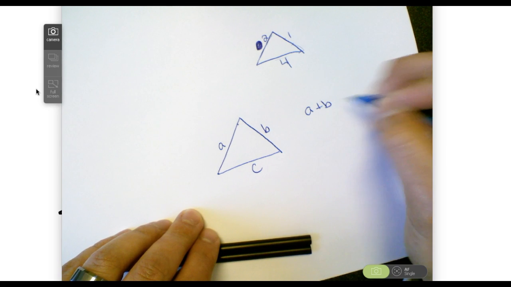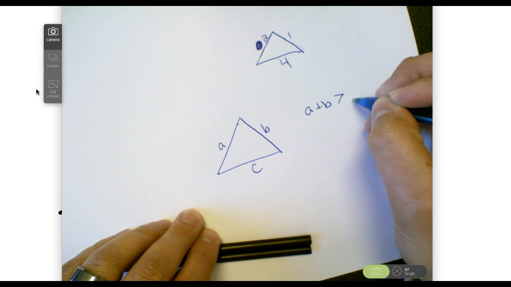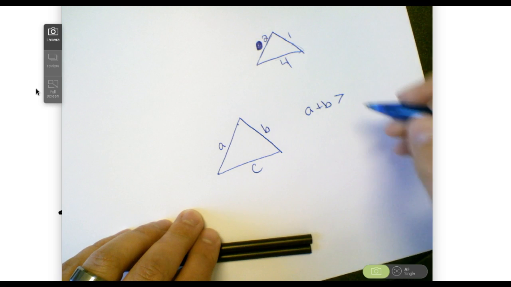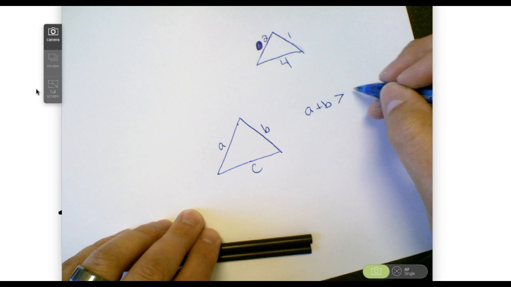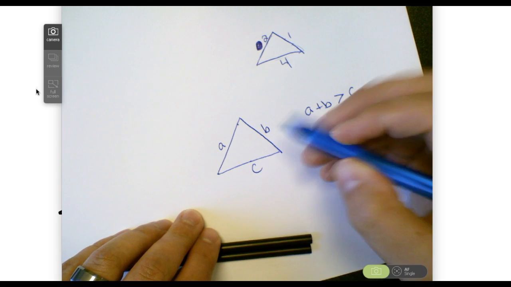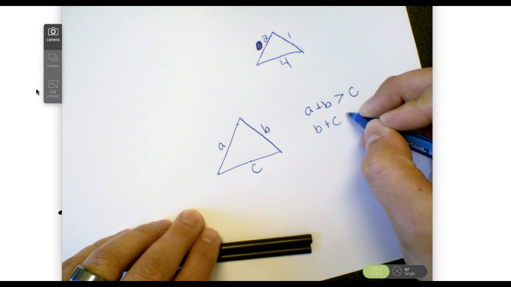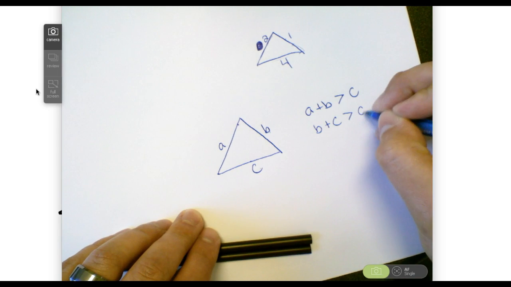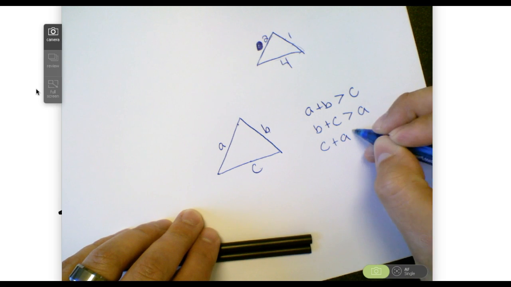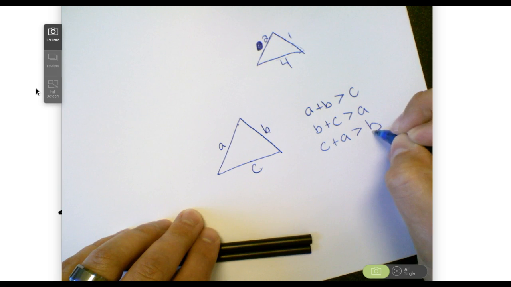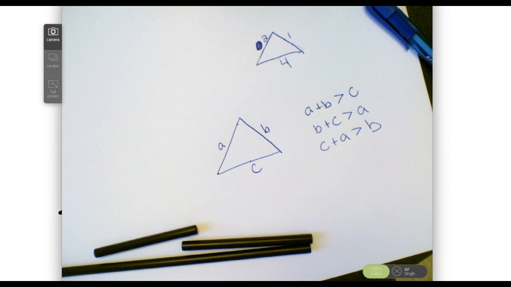A plus B, their lengths, must be greater than C. Not greater than or equal to, because if they're equal, then when you fold them down, they're not going to touch until they're on top of C there. They must be greater than C. Likewise, B plus C must be greater than the third side A. And then C plus A must be greater than B. We're going to see this as we continue with our notes and homework here.